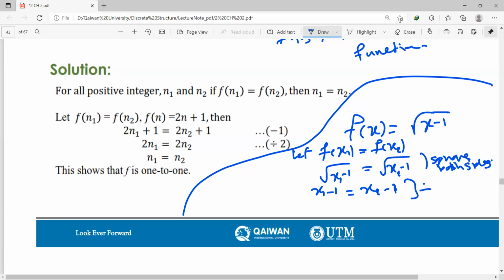Now, we add 1 to both sides, since in both sides we have minus 1. If we add 1 to both sides, we get x1 equals x2. So the function is one-to-one. So f is one-to-one.